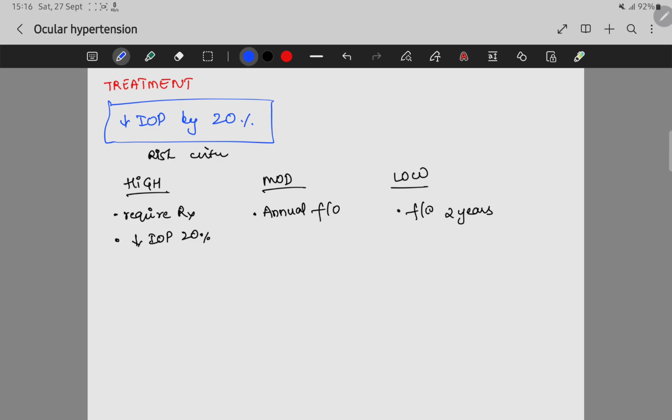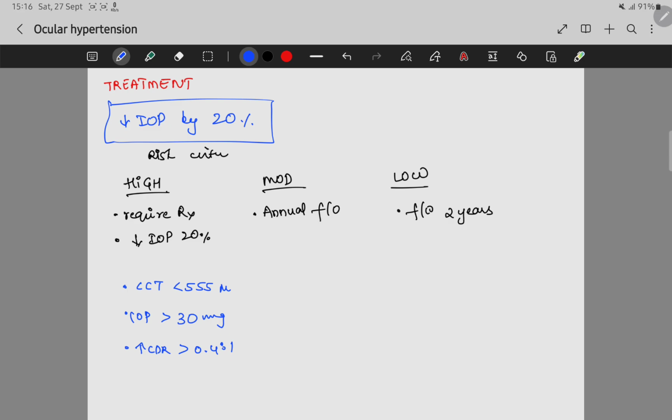So who are the ones who need high treatment? The ones whose central corneal thickness is less than 555 microns, or the IOP is above 30 mm of Hg, or there is increased cup-disc ratio more than 0.4:1. So these are at the high risk.